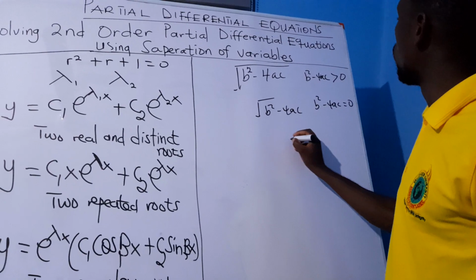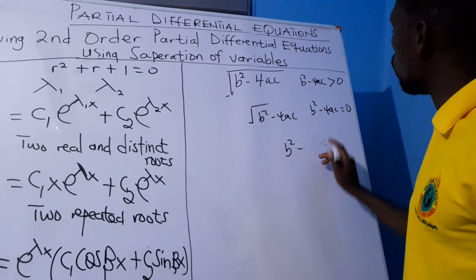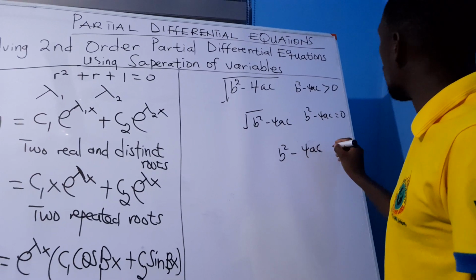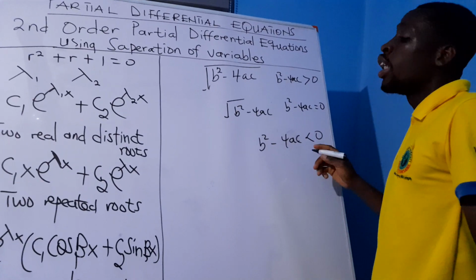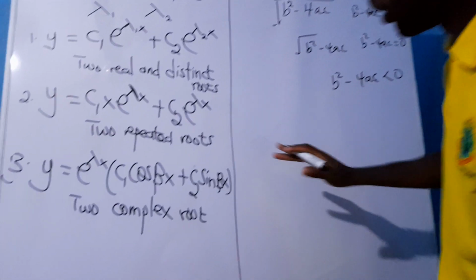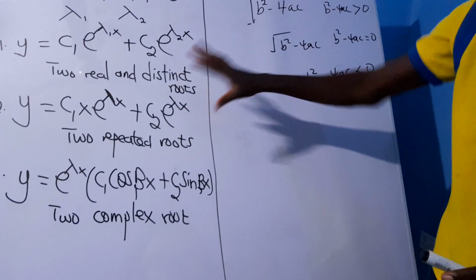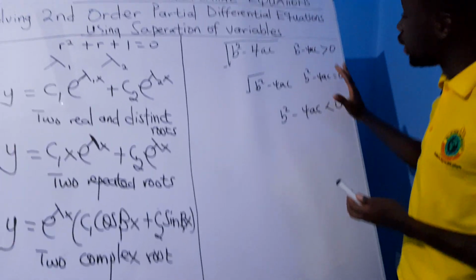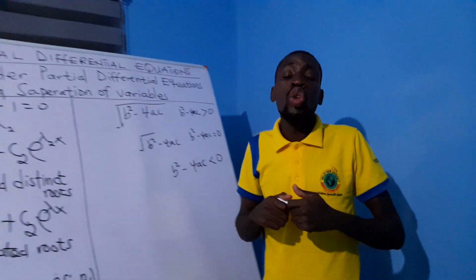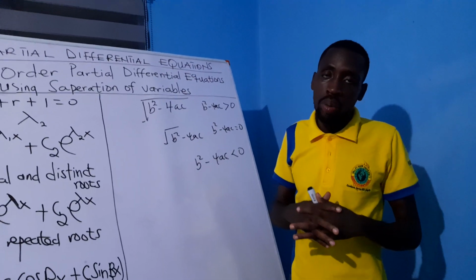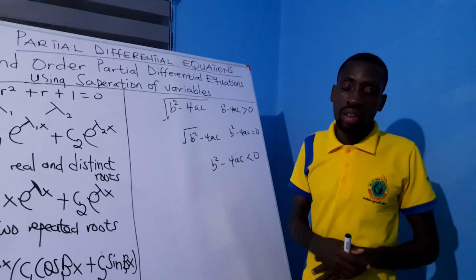Then if it is less than, that's b squared minus 4ac, is less than 0, then the roots are complex, if you remember very well. So with this knowledge, we can find solutions to partial differential equations using the method of separation of variables. So we take example questions, then we see how we deal with it.